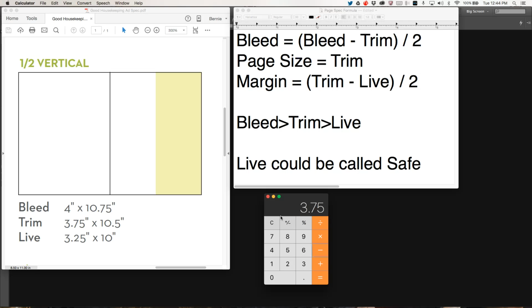We're going to subtract 3.25, which is our live area, which gives us a 1/2 inch. We're going to divide by 2, which gives us a 1/4 inch. So now we know that our margin is a 1/4 inch, and we know that our bleed is going to be 1/8 of an inch, and our page size.